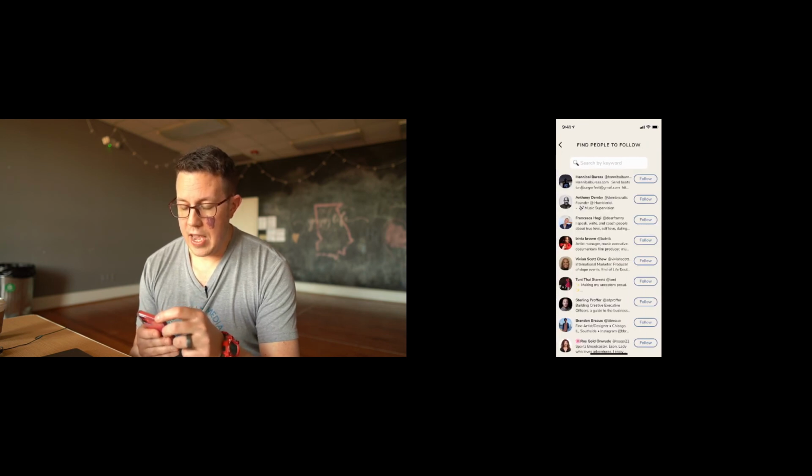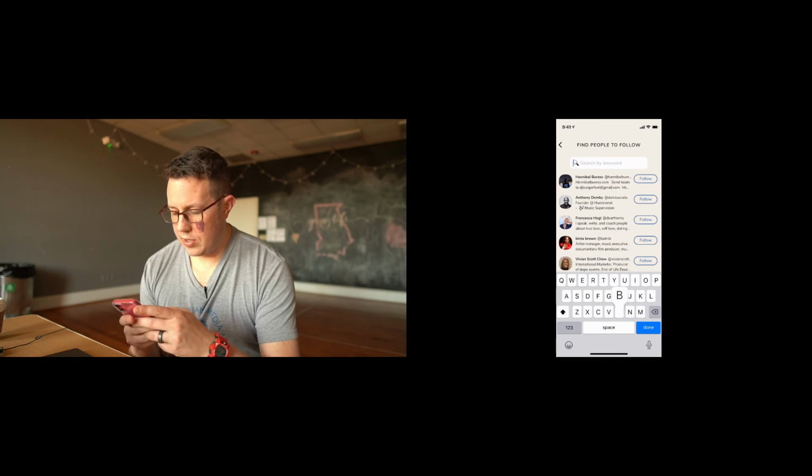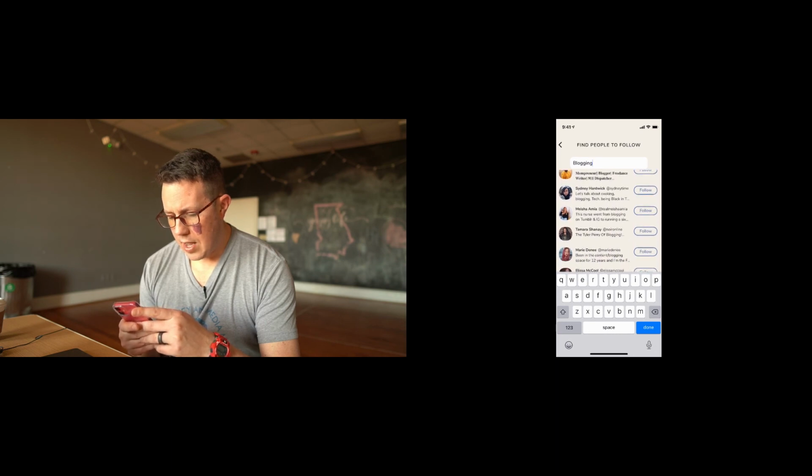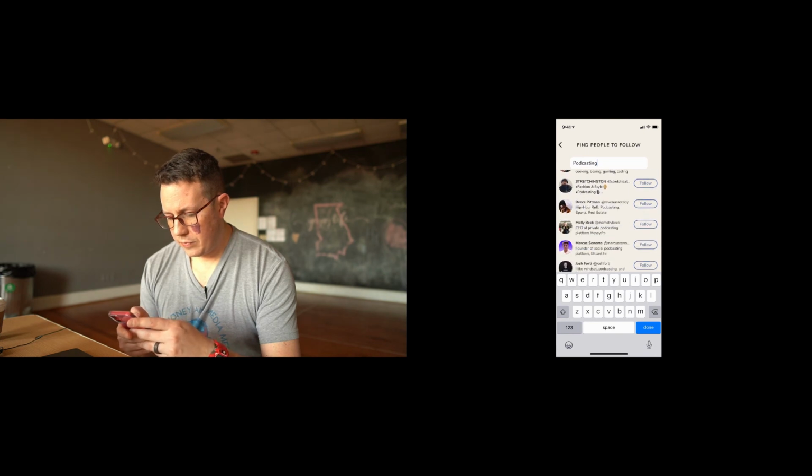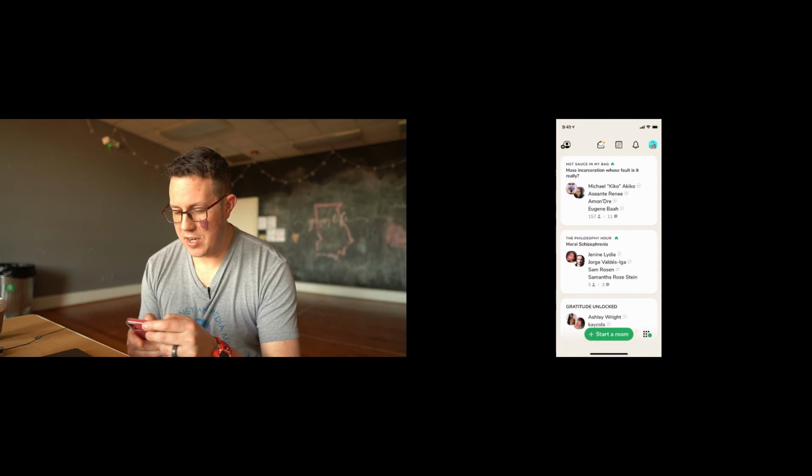Pretty cool, right? You can find people to follow by keyword. I actually think that's really cool. So I'm just going to type in blogging here and see if I find any of these names. I don't actually recognize many of these, but maybe I could follow some of these people who are talking about blogging. What about podcasting? Well, let's try that. Okay, I don't know. Probably have to think of a few names and type them in here specifically.